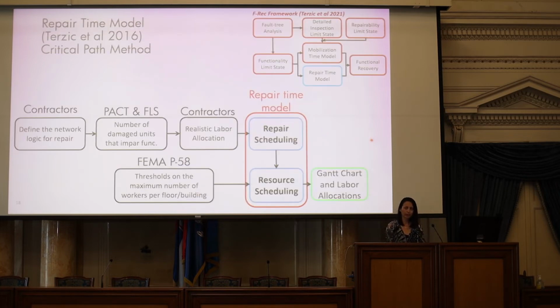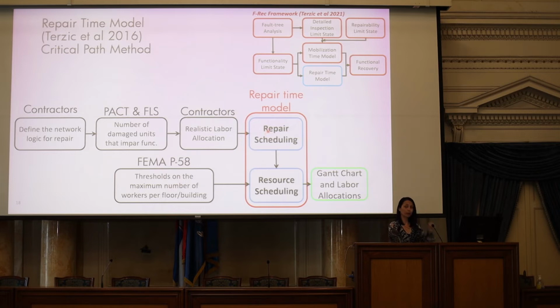So now with the functionality analysis, we do evaluate that level of functional space in the building, but we also tag all building components which are damaged enough to affect functionality or to impair functionality, right? So now these components, which are damaged enough to affect functionality, go into our repair time model, where we evaluate how long it takes to repair those components, right? And the repair time model has two methods. One is repair scheduling, and the other one is resource scheduling here.